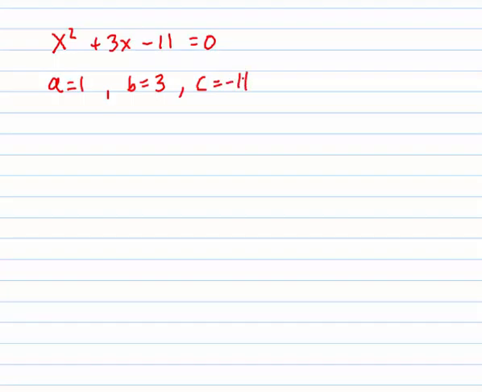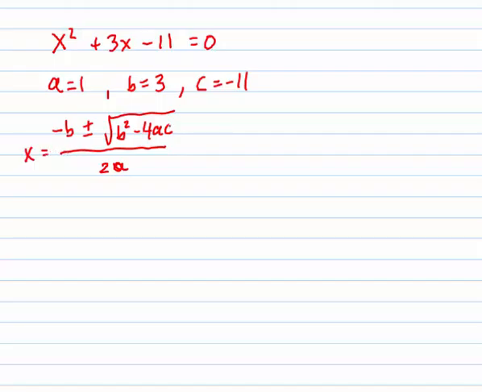So let's look at another example. This example is x squared plus 3x minus 11 is equal to 0. Now, if you look at that, you can't factor it. So we're going to use the quadratic formula. A is equal to 1, B is equal to 3, and C is equal to minus 11. So we have negative B plus or minus the square root of B squared minus 4AC all over 2A.